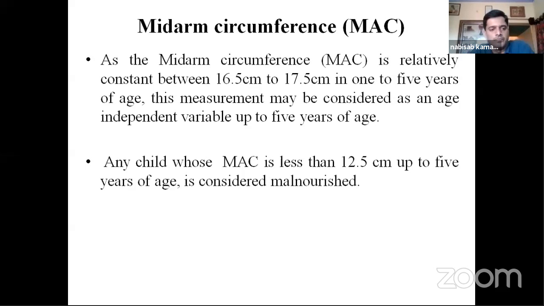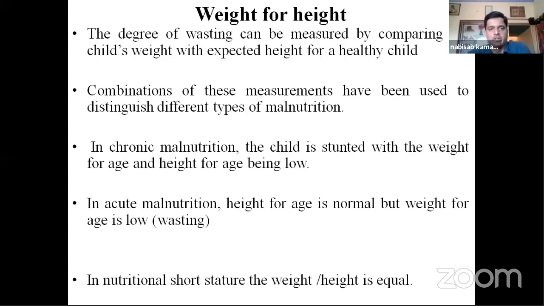The mid-arm circumference in the first 5 years of age is constant between 16.5 to 17.5 centimeter. If the mid-arm circumference is less than 12.5 centimeter up to 5 years of age, it is considered a malnourished condition. Next, weight for height.